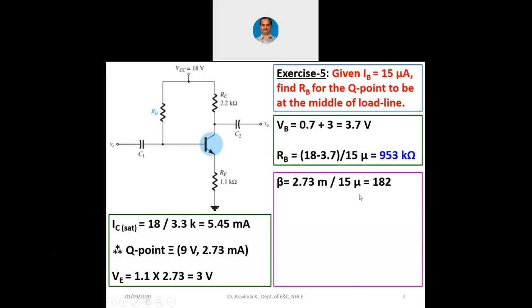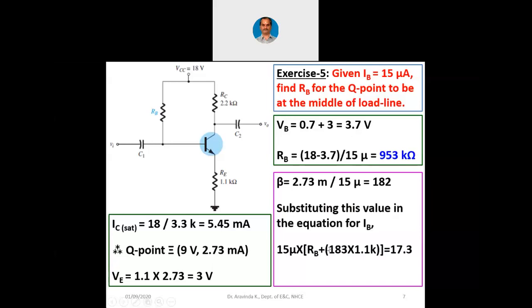When we get beta as 182, substituting this value in the equation for IB, I have directly substituted that value. 15 microampere into RB plus 183 into 1.1K equals 17.3. This I have substituted: VCC minus VBE divided by RB plus (1 plus beta) into RE. The denominator I have brought to the left hand side. So IB into RB plus (beta plus 1) into RE equals VCC minus VBE.